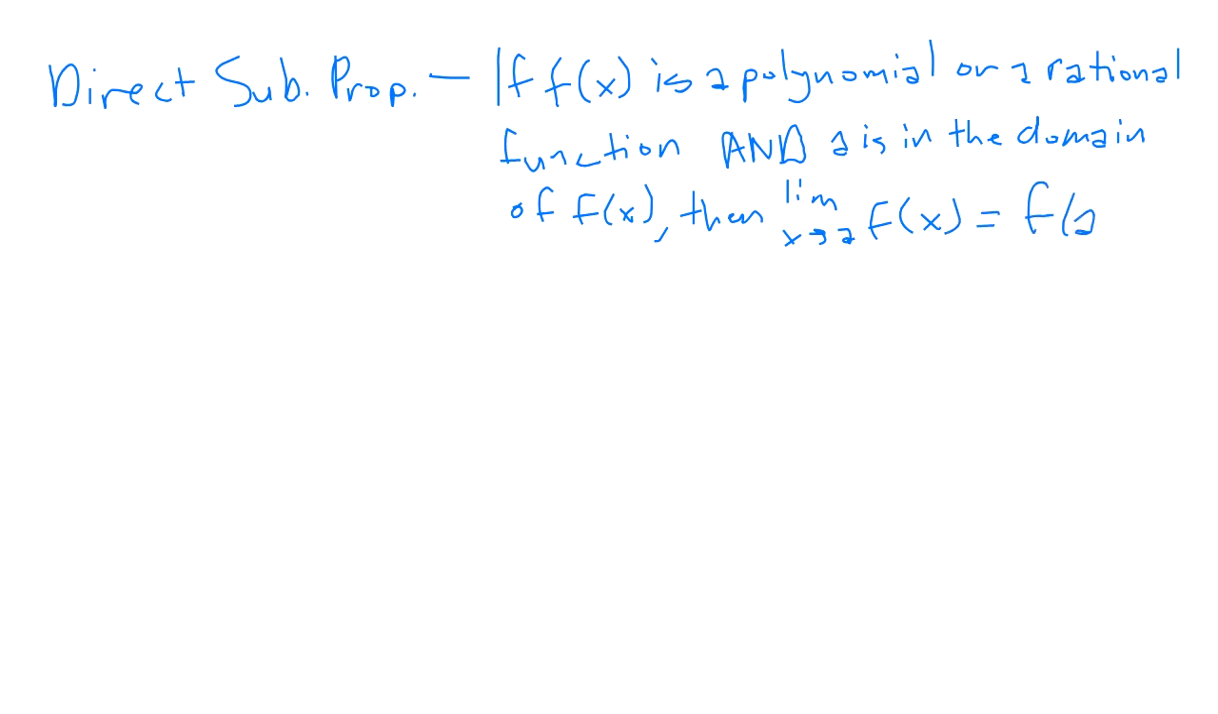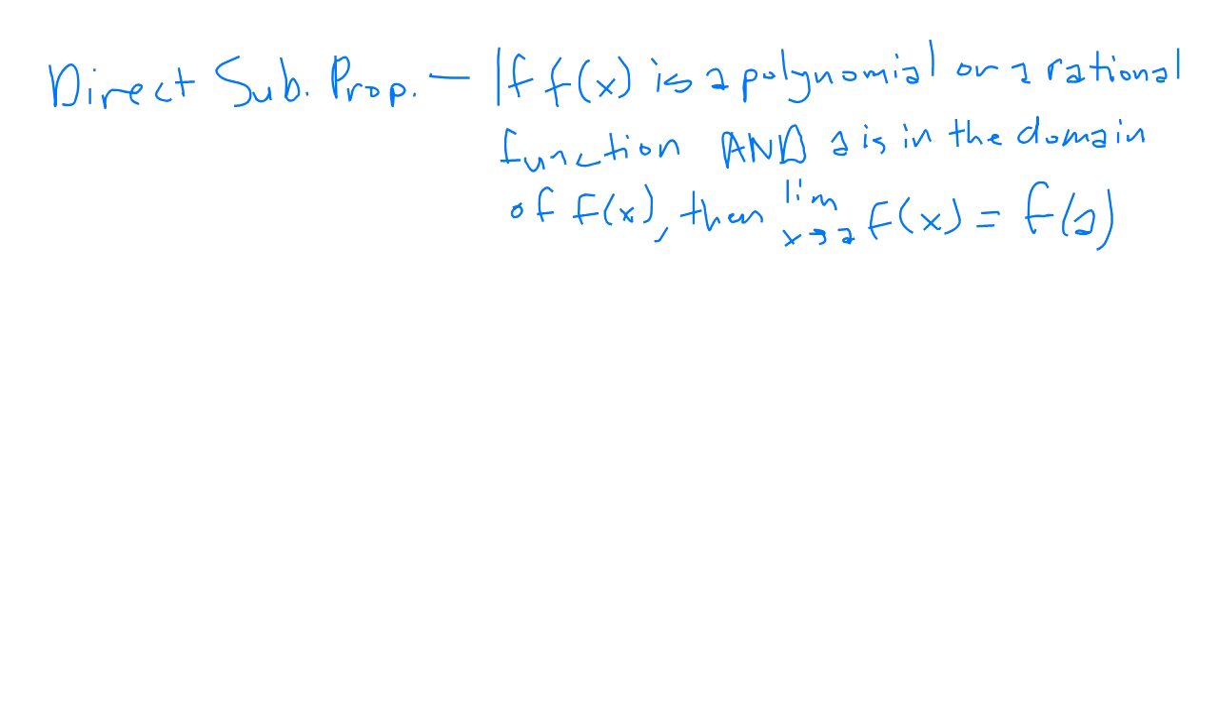So essentially, it's saying if we have a polynomial or a rational function, we can just plug that value in and go. We don't have to take the limit of each individual portion. We can just plug in our value and say, we know that this is our limit. Just one thing to note, if you have a rational function, once again, make sure it's in the domain.